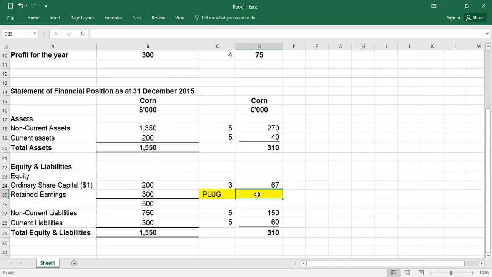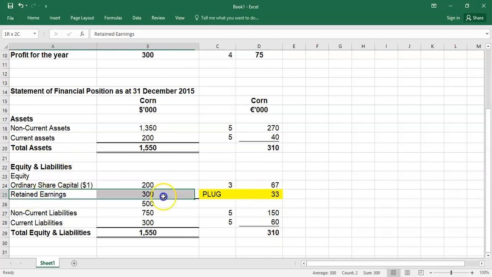So that plug figure here is going to be 310 minus the 67 minus the 150 minus the 60. So your plug figure there is 33. Now there's three things in that. And that's important because you need to practice this for subsequent ones. What will be in retained earnings when I convert it? Well, what's in the plug?